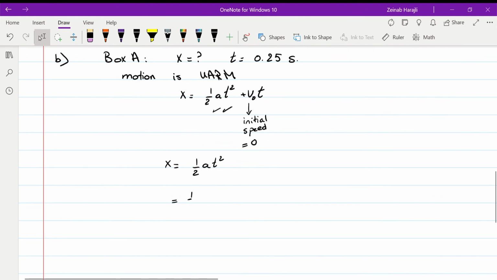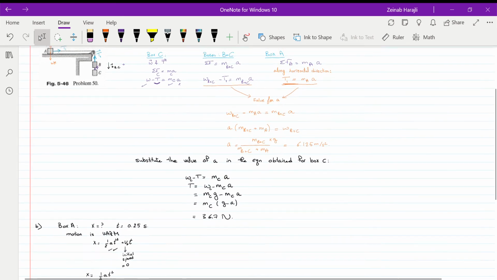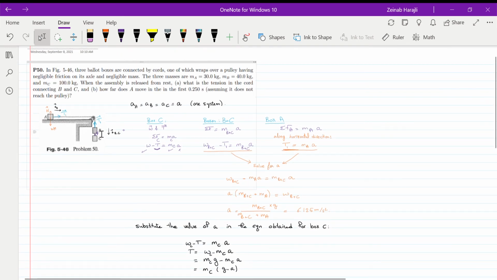We found the acceleration in the previous part, so we can just substitute its value, 6.125 meters per second squared, times the duration, which is 0.25, and this is also squared. If we calculate this, we will get 0.191 meters. So basically in this problem, we found a tension force by applying Newton's law, and we found the distance covered by one of the objects by applying the equations of kinematics for a uniformly accelerated motion.